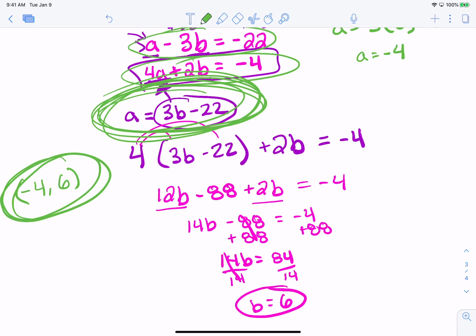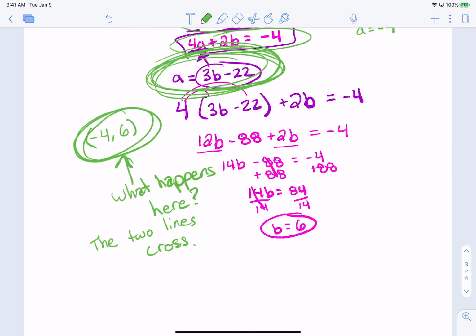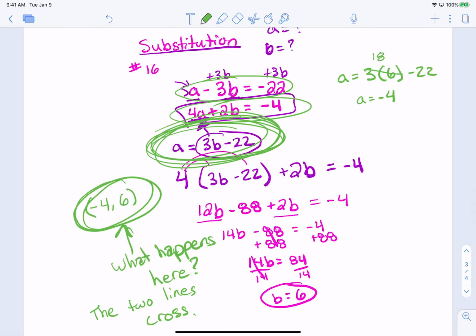Okay, but what do I care about at this point? What happens here? The point of intersection. The two lines cross. Do we have to put that down? No. But I will ask you that a lot. I will say, why do we care? Because if you're solving for it and you get negative 4, 6, that's great. But if you don't know what you're solving for, that's like, why are we even doing it, right? So the two lines cross each other at that point.